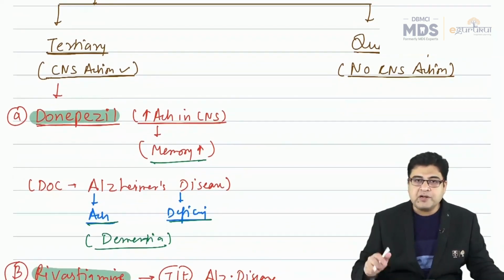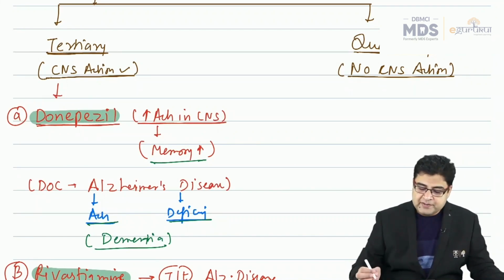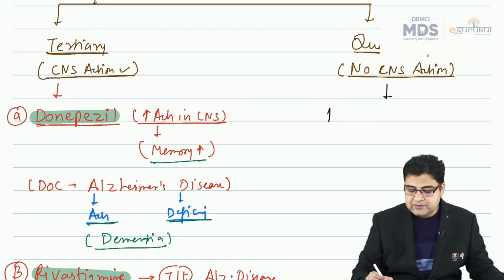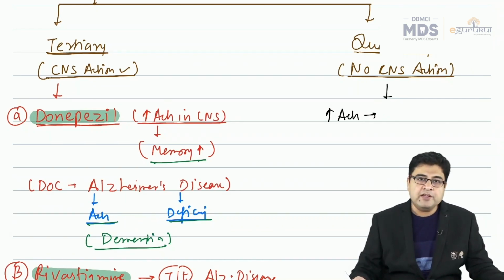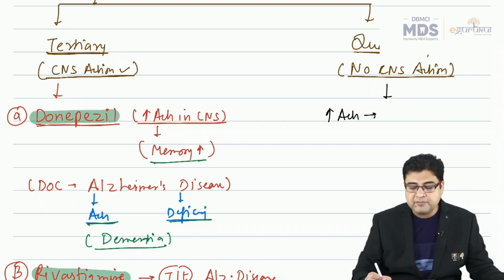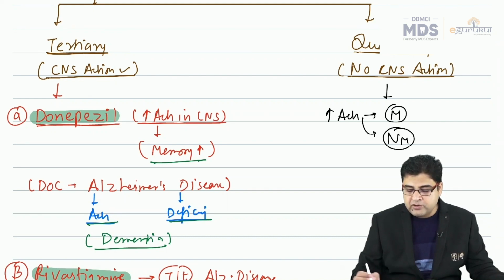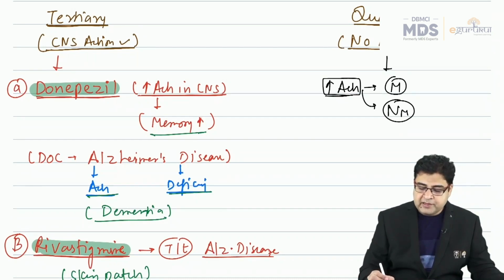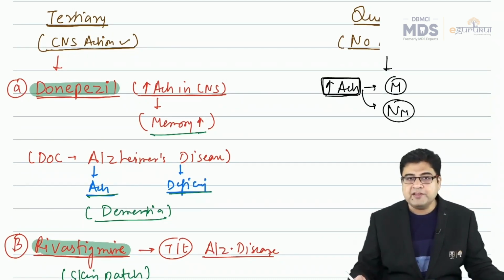Now let's move on to the quaternary drugs. These quaternary drugs will increase the acetylcholine level in the periphery. When you increase the level of acetylcholine in the periphery, this acetylcholine can act on the muscarinic receptor. The same acetylcholine can also act on the nicotinic M receptor. These medicines increase the level of acetylcholine in the periphery, not in the CNS.